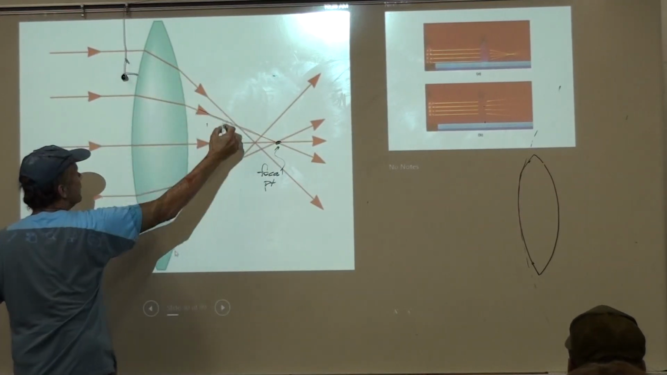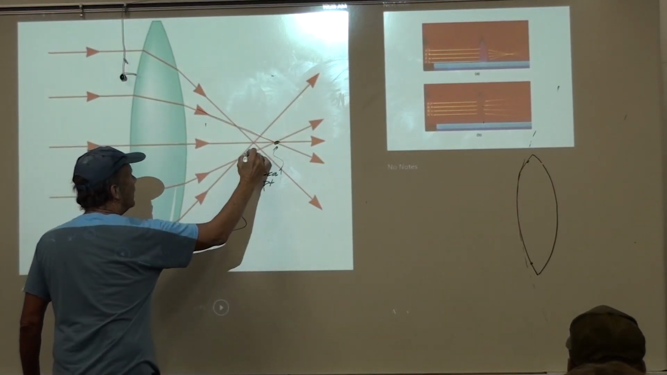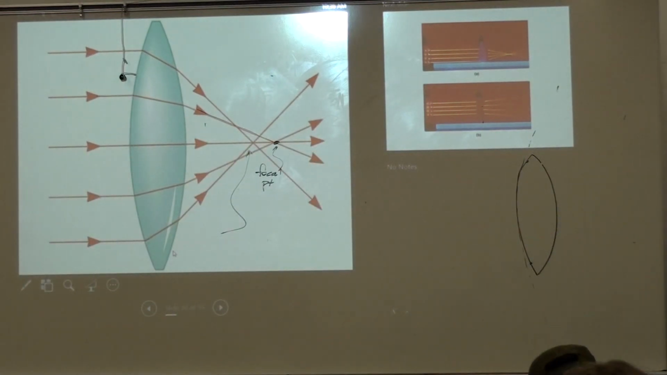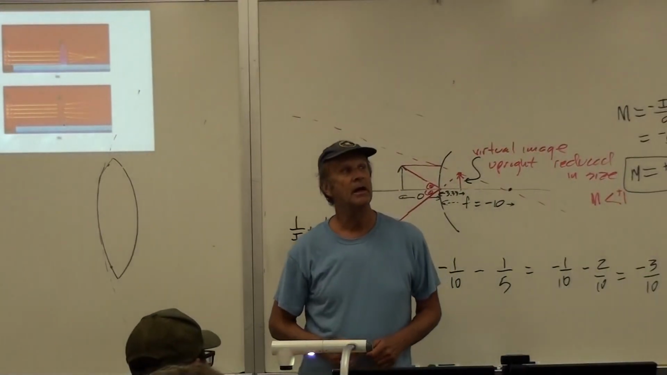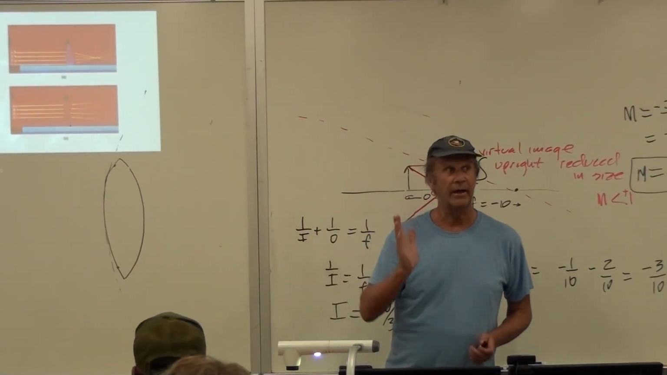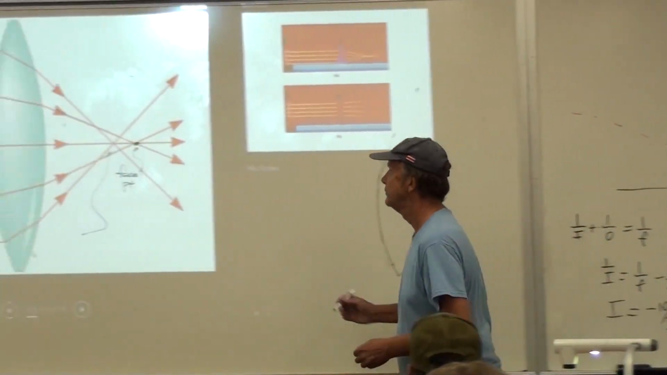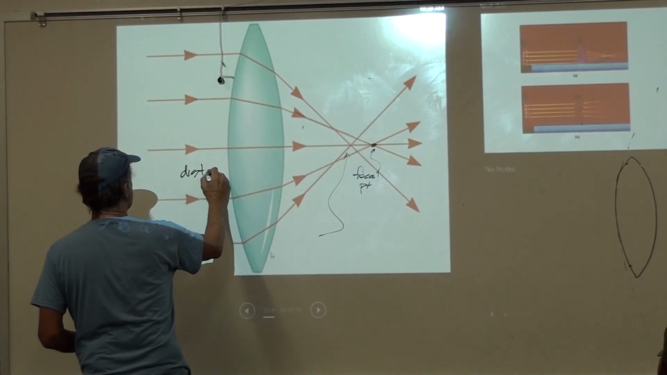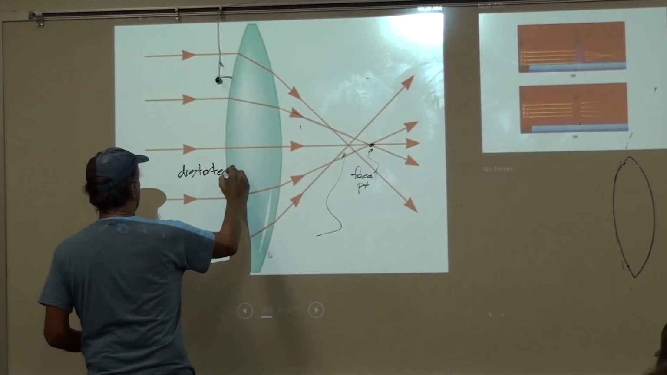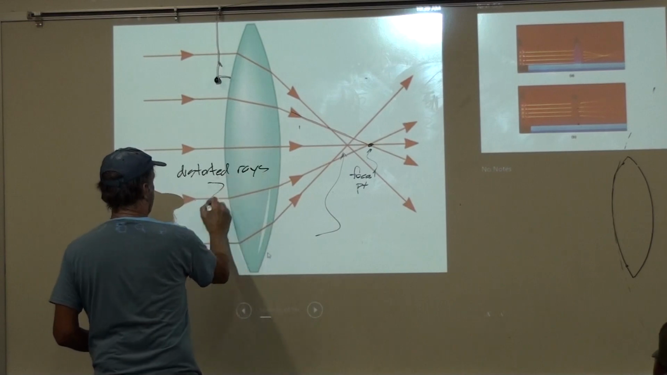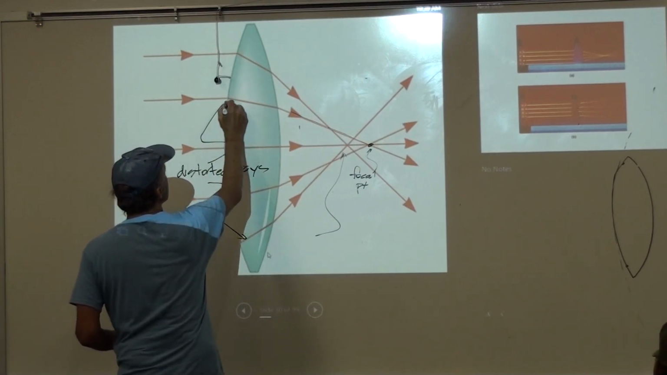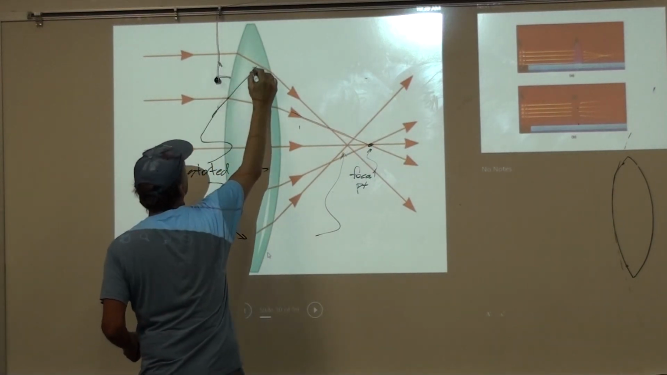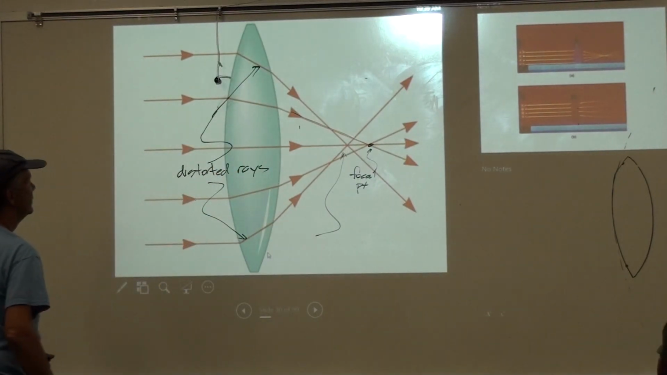But light that comes in from farther away is what we call a spherical aberration, which is a distortion that's caused by the difference between the curvature being parabolic and the curvature being spherical. This here is the distorted one.